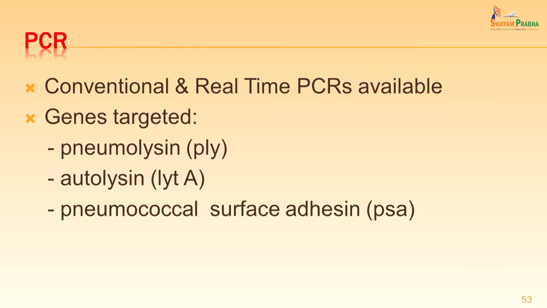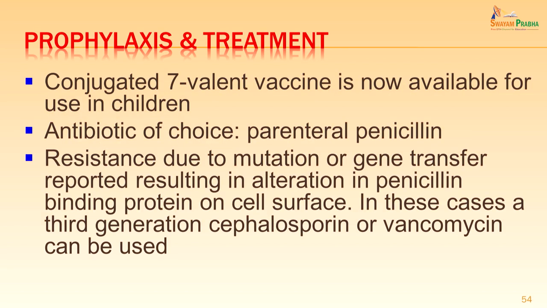It can also be identified by PCR directly on the CSF or on the colonies, either by conventional or real-time PCR. Genes targeted are pneumolysin, autolysin or the pneumococcal surface adhesins. Again, a vaccine is available against pneumococci, that is the conjugated 7-valent vaccine, now available for use in children. The antibiotic of choice is parenteral penicillin. However, resistance due to mutation or gene transfer has now been reported with Streptococcus pneumoniae. In these cases, a third generation cephalosporin or vancomycin can be used. So it is very important to isolate it, do a sensitivity, and then decide which drug you will use on this patient.